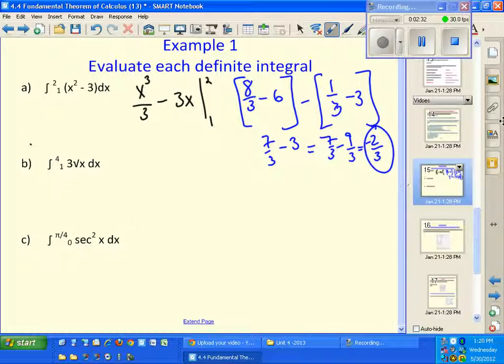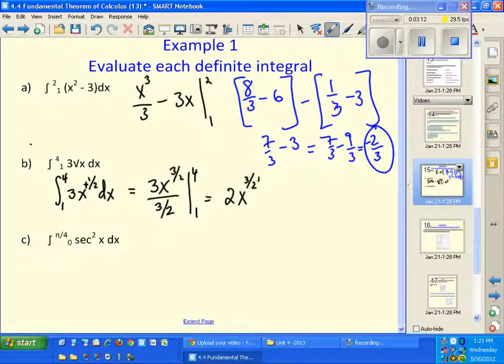And so then the next example, we're going to do 3 times the square root of x, which I'm going to write like this from 1 to 4, 3 times x to the 1/2 dx, sorry. And so then if I was to raise that up a power, it gets 3/2. So my new term, when I do my antiderivative, will be x to the 3/2 times 3 divided by 3/2. And I'm going to take that from 1 to 4. And so then this 3/2 would get flipped over, so the 3's will cancel out. So my new function is 2x to the 3/2 from 1 to 4.